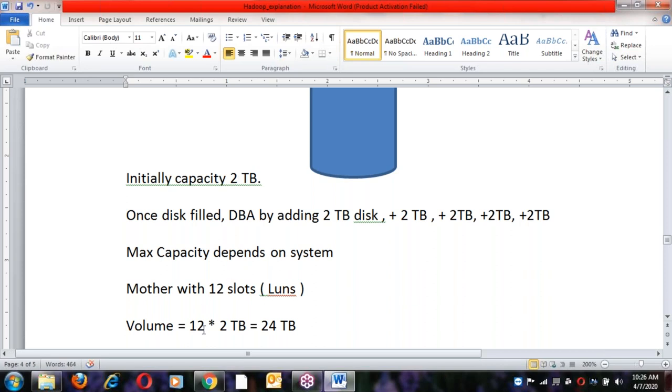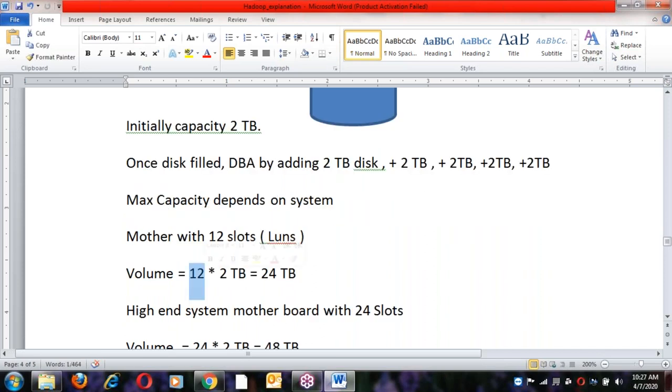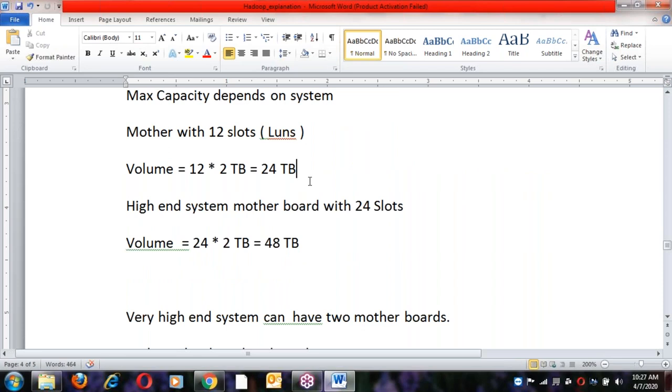There are 12 slots, so you just plug in one more 2 TB disk. Once that fills, you add the next 2 TB disk, and so on. Maximum 12 slots, 12 into 2, so 24 TB. The volume is now 24 TB. This is the basic configuration, a basic system with basic hardware.